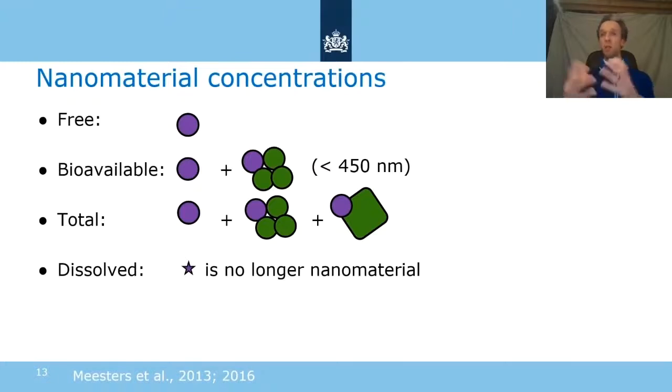Basically, what the model then describes are three different particulate concentrations: those of the nanomaterial, and those of the natural heteroagglomerate with the nanomaterial attached smaller than 450 nanometers. When you look at the bioavailable concentration with a cutoff of 450 nanometers, that would be the combination of the two. And you have the total particulate concentration, which also includes the coarse fraction of heteroagglomerates. And then, of course, we also have the concentration of dissolved compounds.